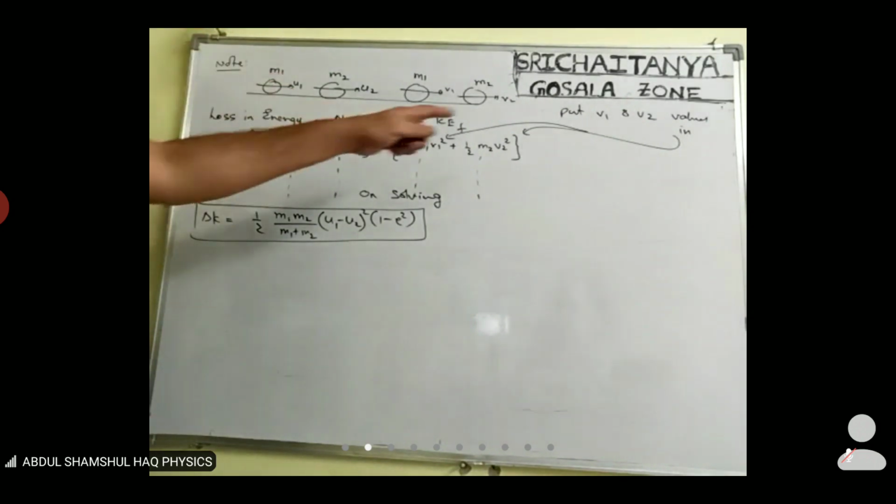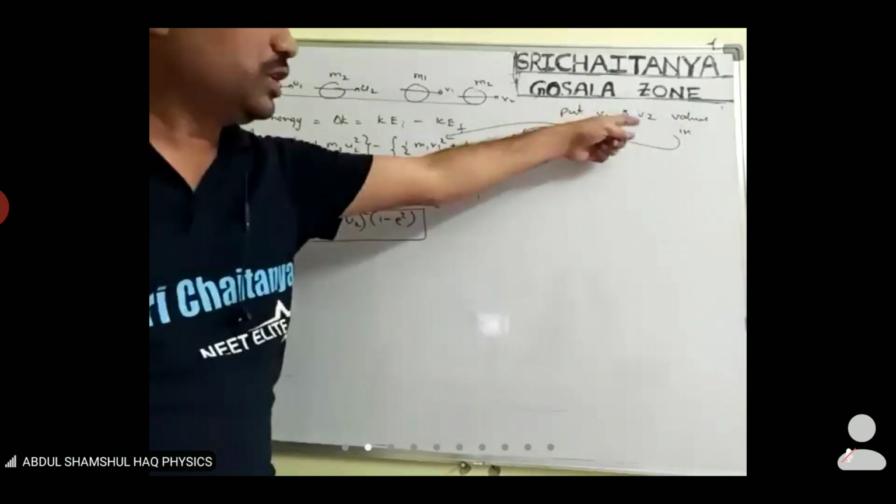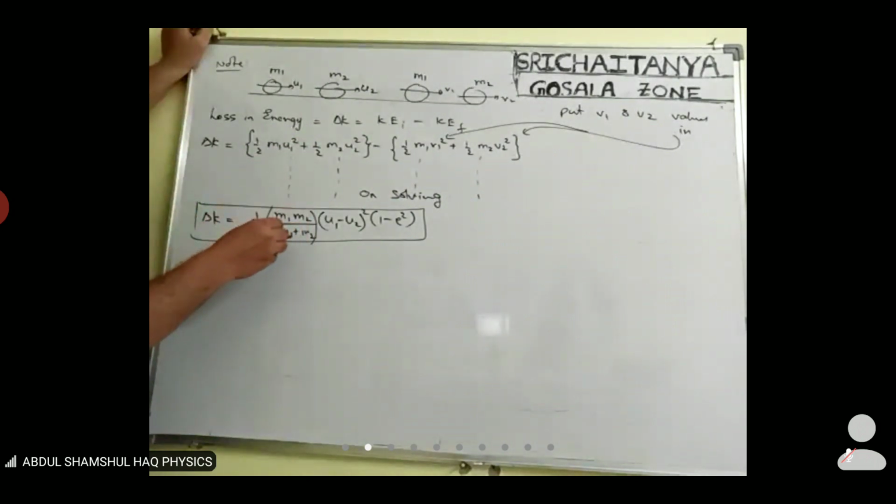Students, for the loss of energy, we know the values of v1 and v2. Put those values of v1 and v2 here and proceed with the calculation. You get delta K as half m1 m2 divided by m1 plus m2 into (u1 minus u2) whole square into (1 minus e square).